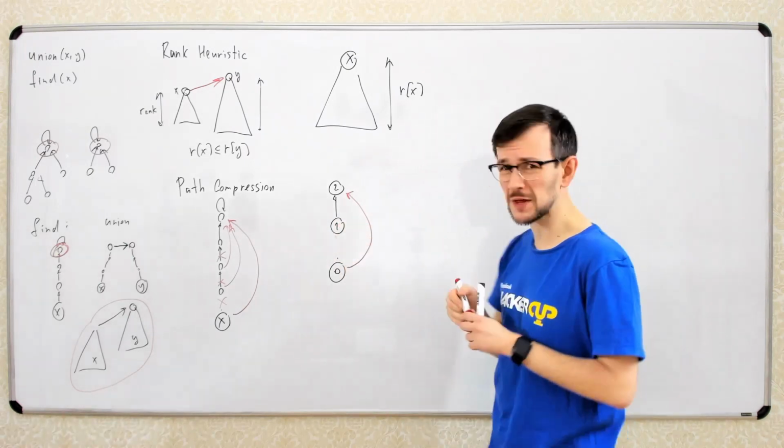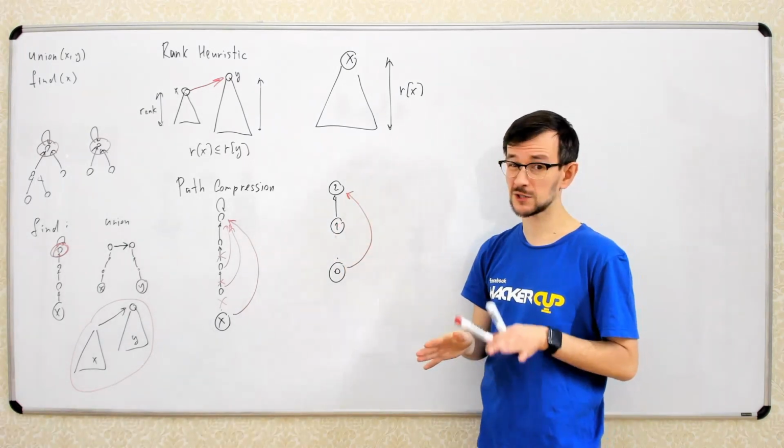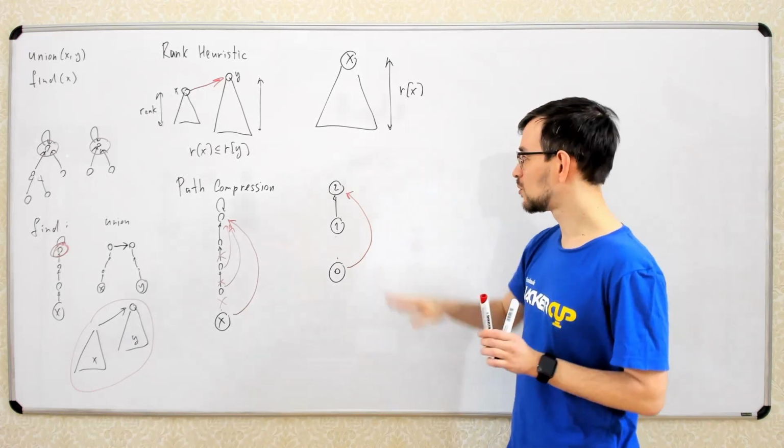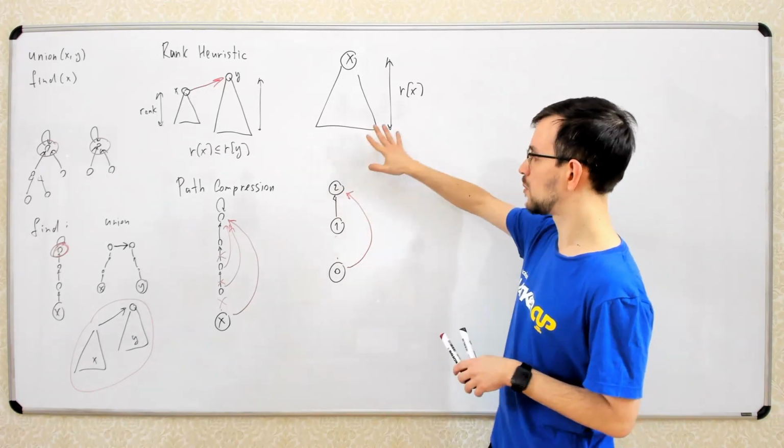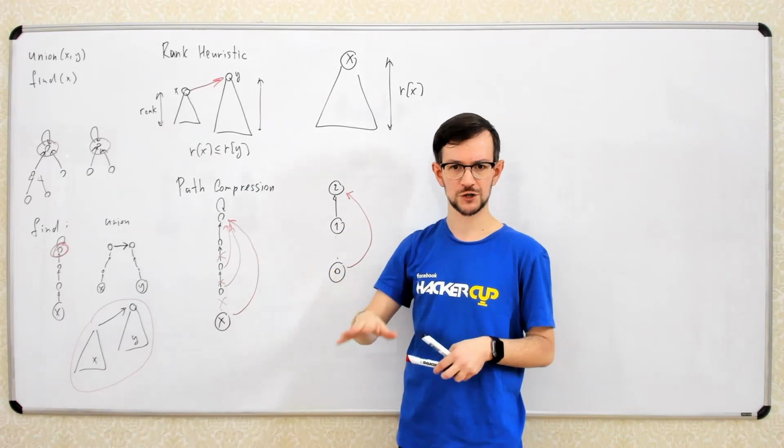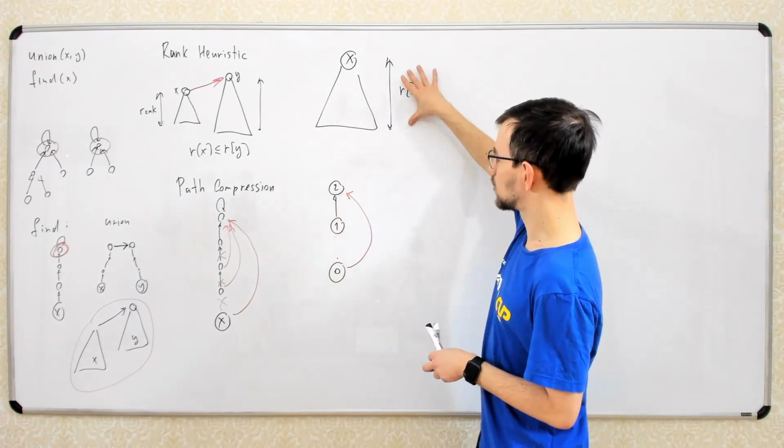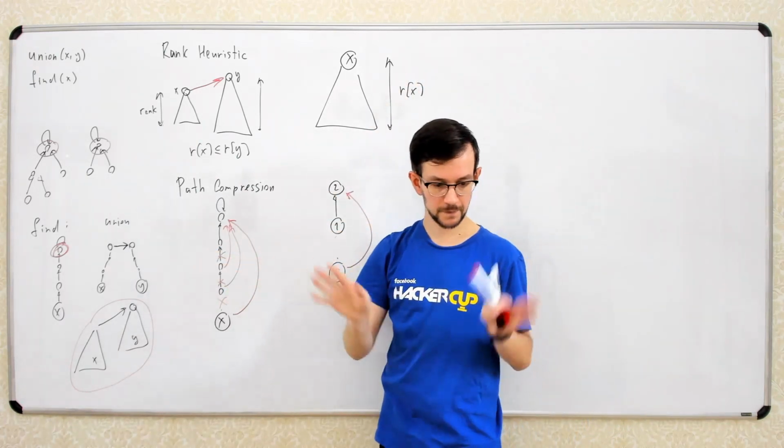When we do something like this, we will not change the ranks because it's complicated. We will leave the ranks as they were before we applied all the path compressions. So these ranks are not affected by path compressions.